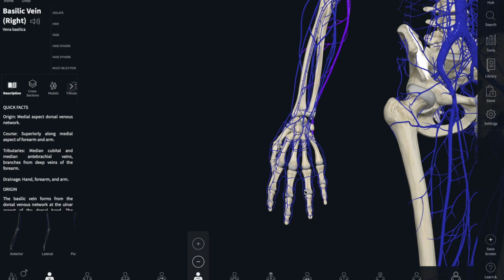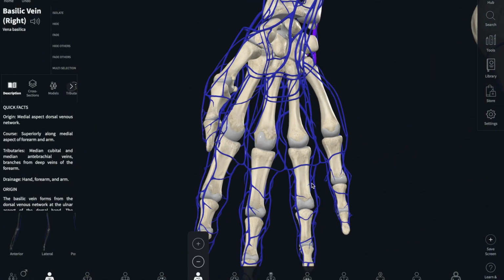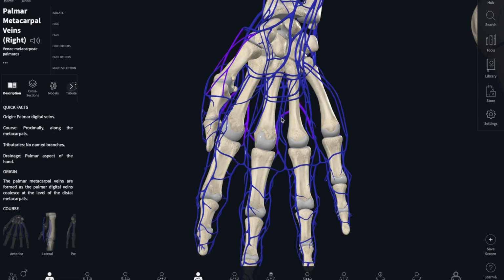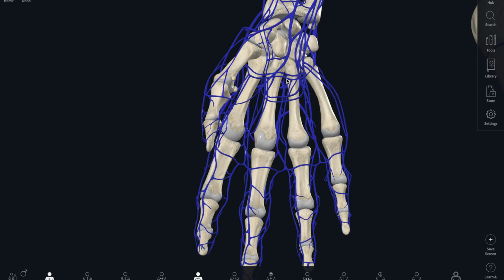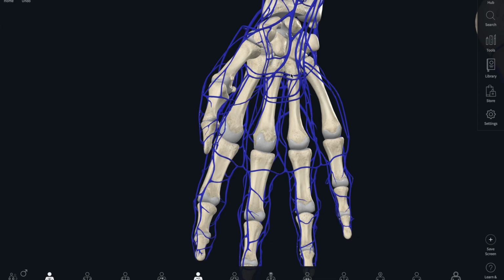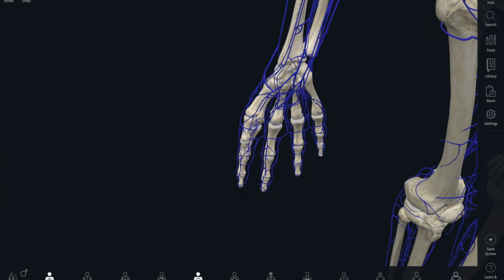In the hand, the superficial venous network is organized into a series of dorsal digital and dorsal metacarpal veins, which converge to form the dorsal venous arch on the back of the hand. The dorsal venous arch drains upward into the cephalic and basilic veins. The arrangement is super important because swelling, trauma, or a cast can significantly affect venous drainage and hand function.